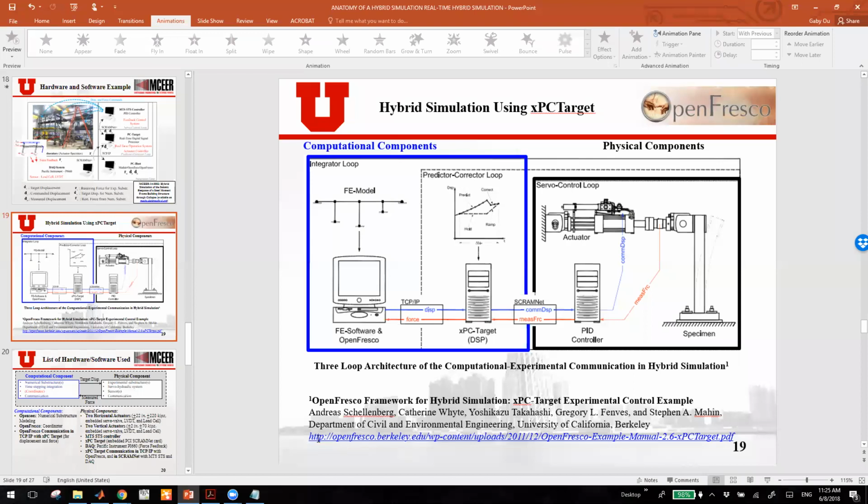So you can find the manual, which includes examples talking about how the finite element software will talk to the OpenFresco coordinator, and will talk to the controller, which will send the displacement to the servo valve control in that example. And that is at the OpenFresco berkeley.edu website. So you can find that information.